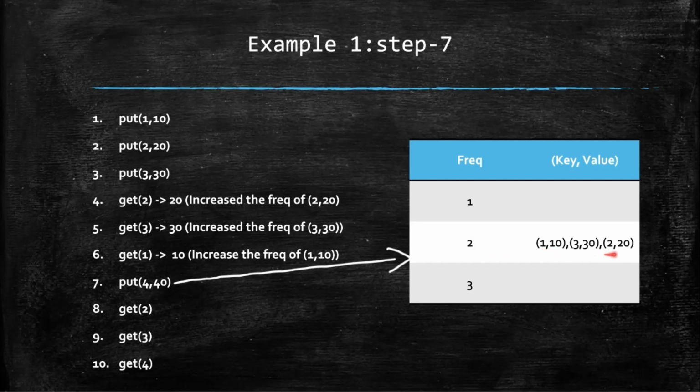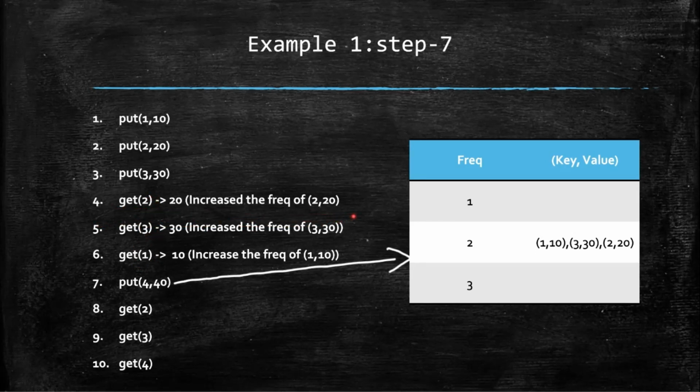It will check that there are 3 nodes present at that frequency. If there are 3 nodes present at that frequency, it will remove the least recently used. As you can see, the keys present there are 1, 3 and 2. The least recently used is like this: I have just used 1, and before that I used 3, and before that I used 2.